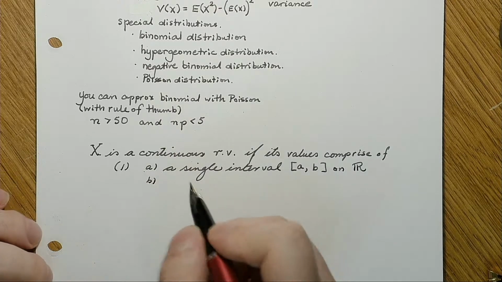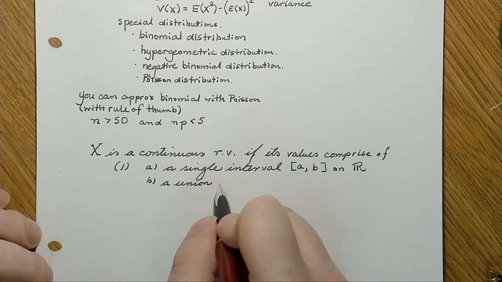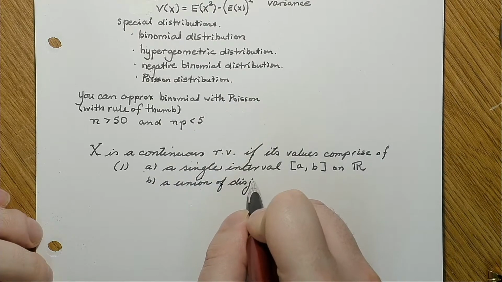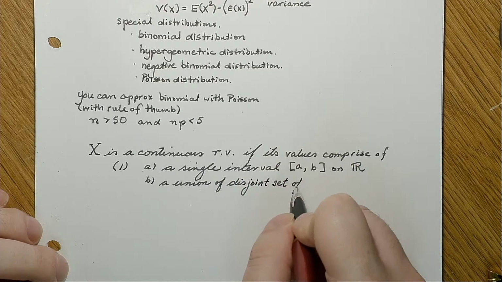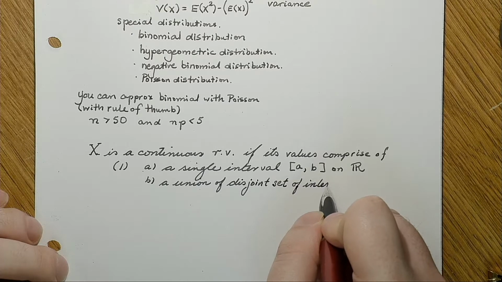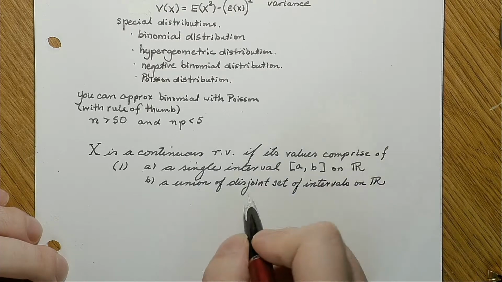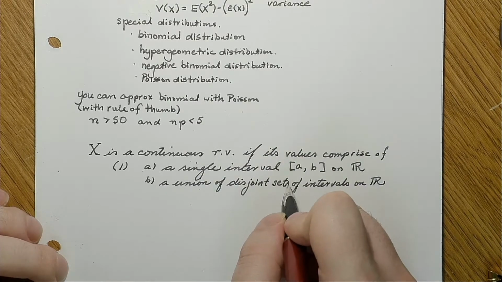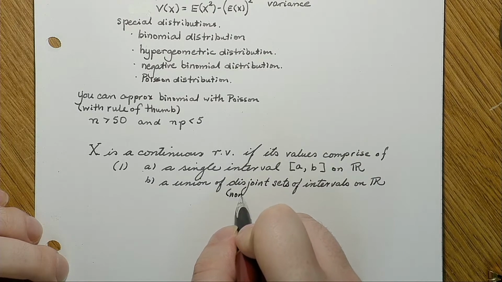You could have a union of disjoint sets of intervals on the reals. And a union of disjoint sets basically means that they're non-overlapping.